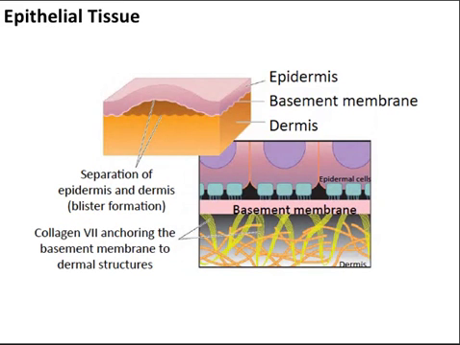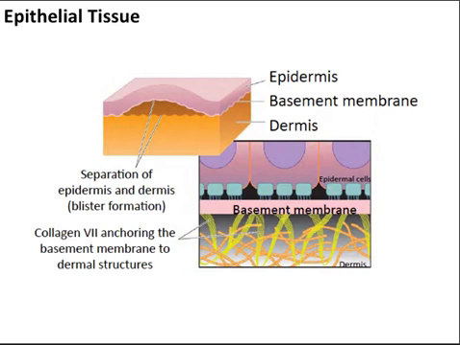So we start with epithelial tissue. It protects the body by forming a layer of cells that act as a barrier between internal and external environments. Epithelial tissues cover and protect surfaces that are exposed to the internal or external environment.